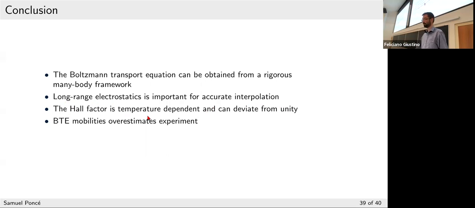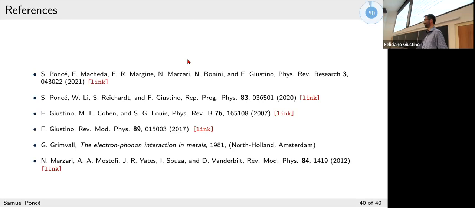The Hall factor is something that is temperature dependent and can deviate strongly from unity. And therefore, I think it's really important that one computes that if one wants to compare with experiment. And in general, for now, the BTE mobility sort of overestimates experiment, but that's expected. I think adding more ingredients will bring us even closer to experiment, but I'm not too worried about this. Okay, that's it.